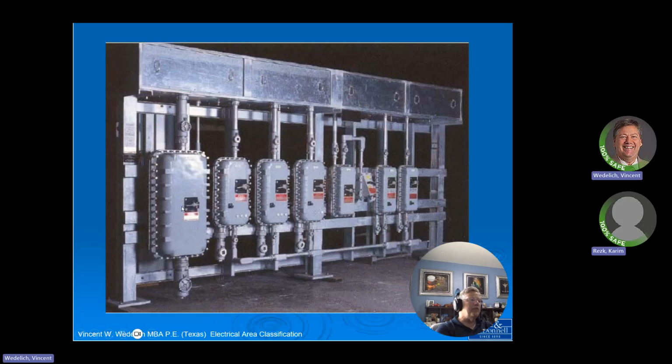This is a typical, what is this? Switch rack. So you've used these before. And what are these things right here?